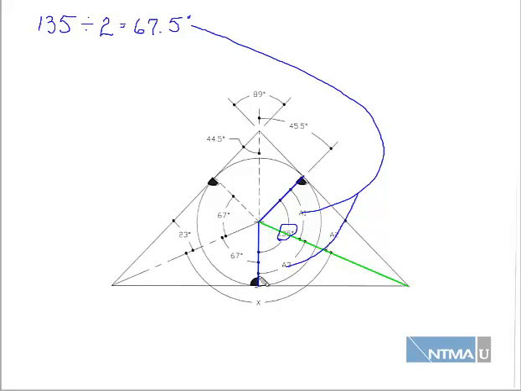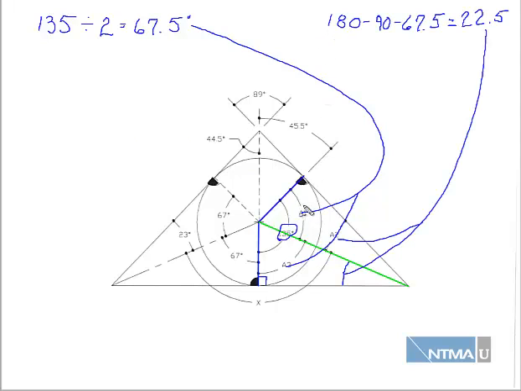How much is a triangle in degrees? It's 180 degrees, right? You know you've got 90 degrees right here, you know you've got 90 degrees here, and you know that you've got 67.5 degrees there. So what's this going to be right here? Well, it's going to be the same as this one over here. So let's go ahead and figure that out. 180, that's a full triangle, minus the 90, minus the 67.5, which is this distance here, equals 22.5. So that's what that is.